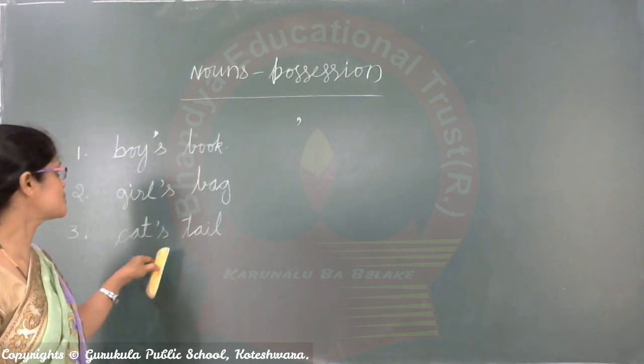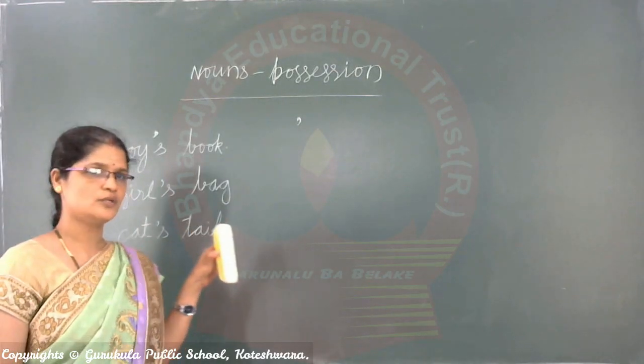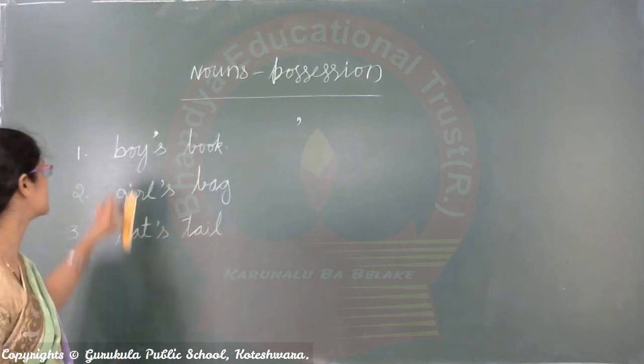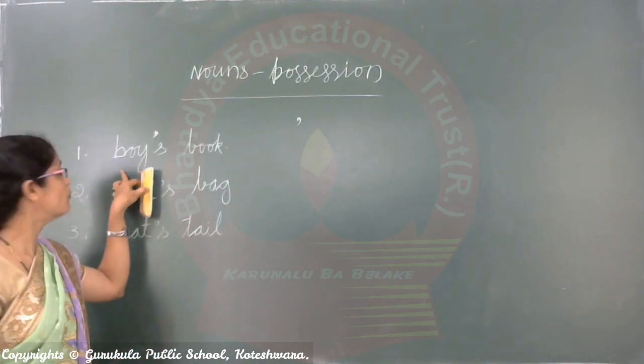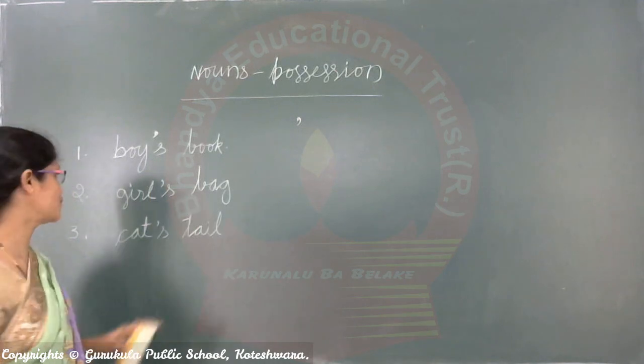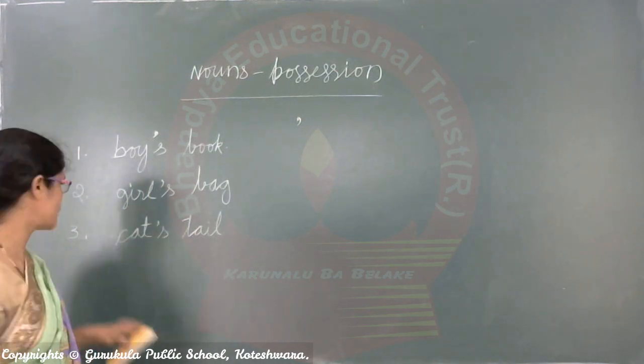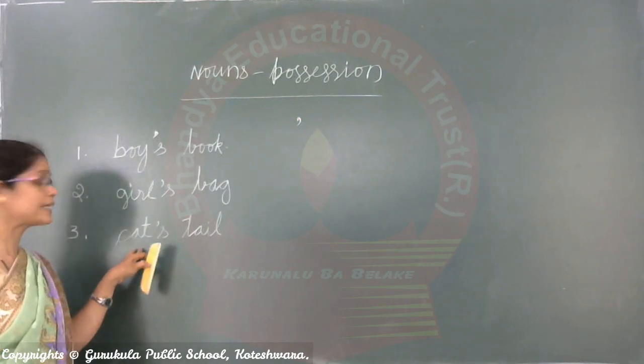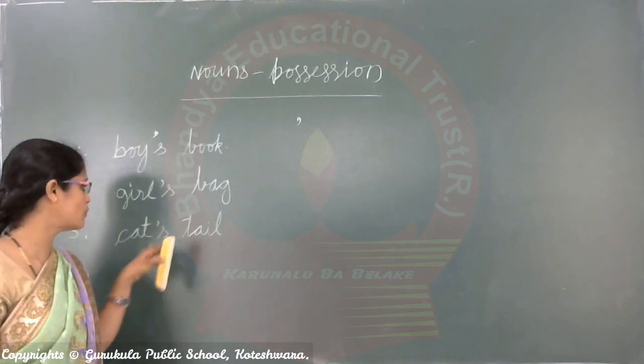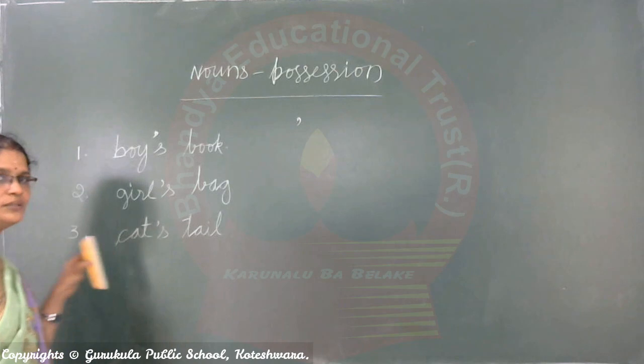So here, which is the possessive noun? See, in the first example, boy's. That is a possessive noun. Second example, girl's. That's a possessive noun. Third example, cat's. That is a possessive noun. You want one more example?